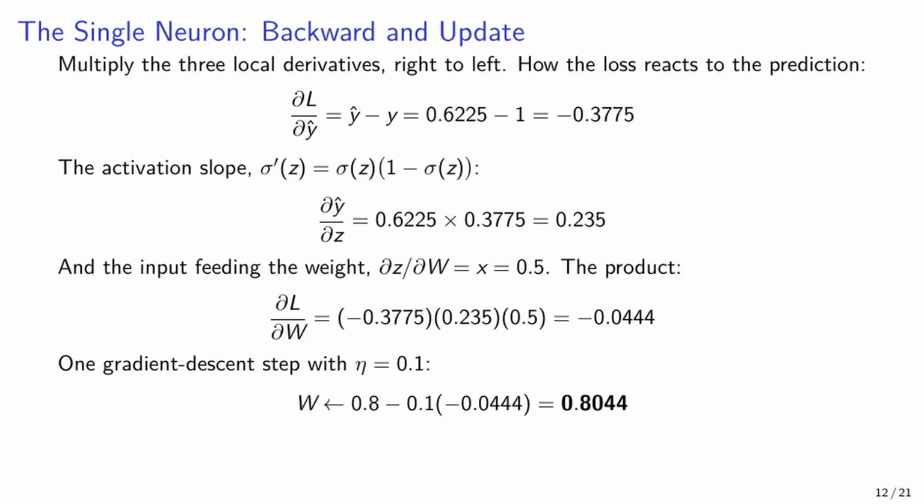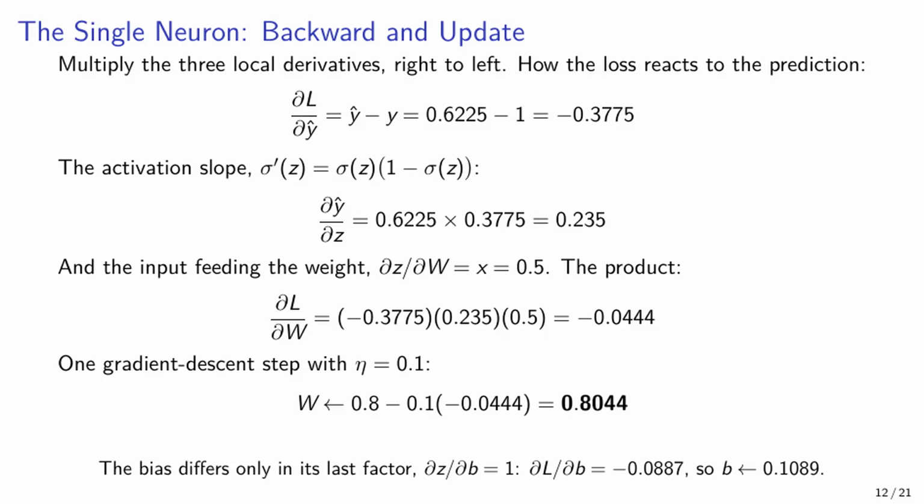Take one gradient descent step with learning rate 0.1. The new weight is 0.8 minus 0.1 times negative 0.0444, which is 0.8044. The weight moved up, pushing the prediction toward the target.